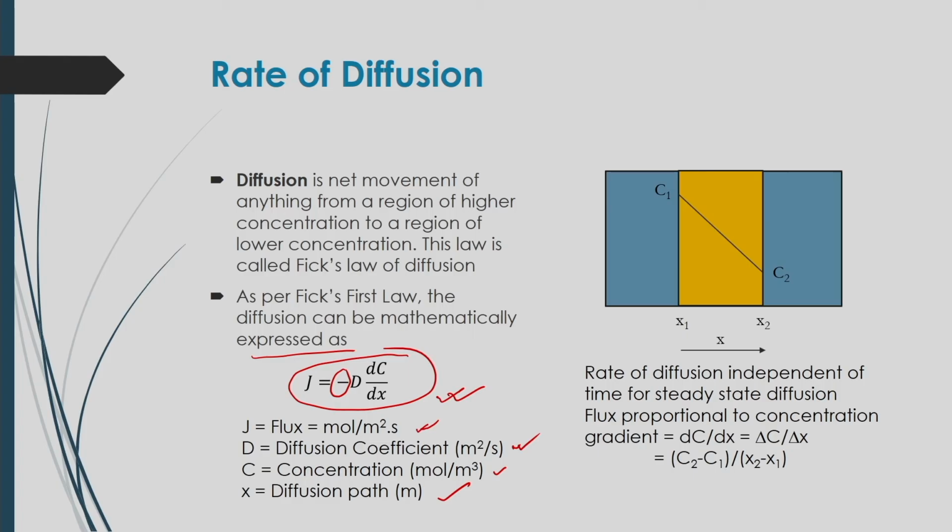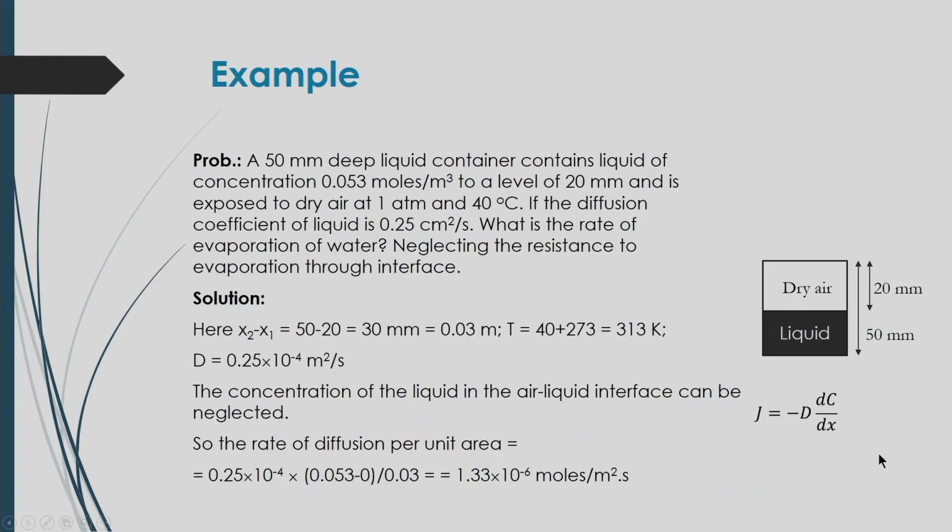The rate of diffusion is independent of time at steady state diffusion, and flux is proportional to the concentration gradient. If there are two concentrations C1 and C2, then C2 minus C1 will be regarded as negative, and similarly x2 minus x1 will come. Based on which you can calculate dC by dx like this. Now, let us have an example for this.